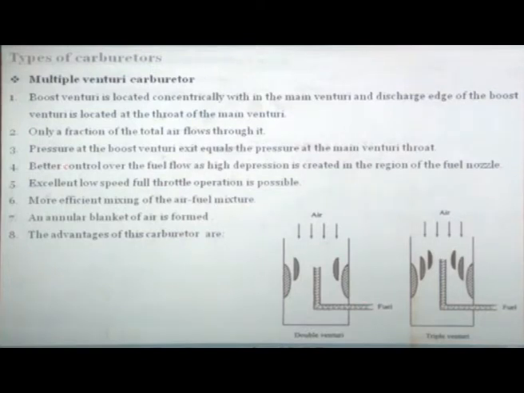Better control over the fuel flow is obtained because a high depression is created in the region of the fuel nozzle. So here is the fuel nozzle. Here you will have much higher depression compared to this place. Delta H, the vacuum difference, will be much higher here, and here it will be even more. Once you have something which is higher, you gain more control on it. So better control of the fuel flow rate, as high depression is created in the region of the fuel nozzle, and this is excellent for low speed full throttle operation.